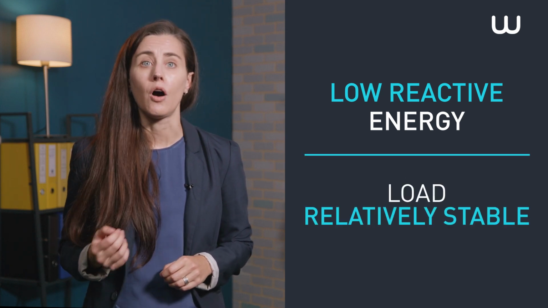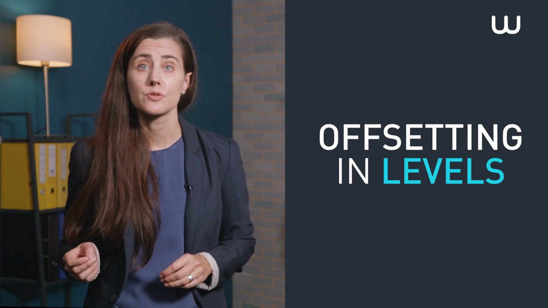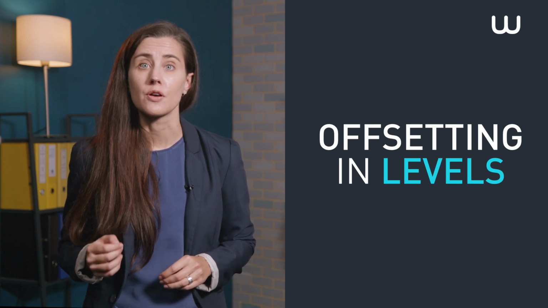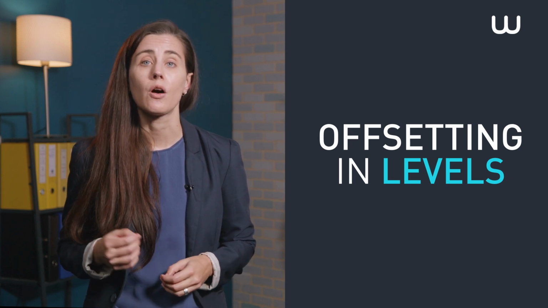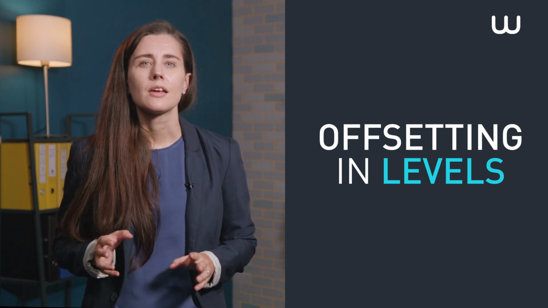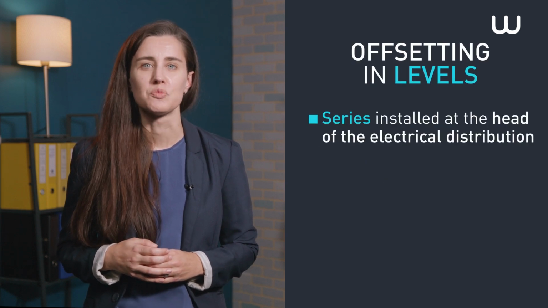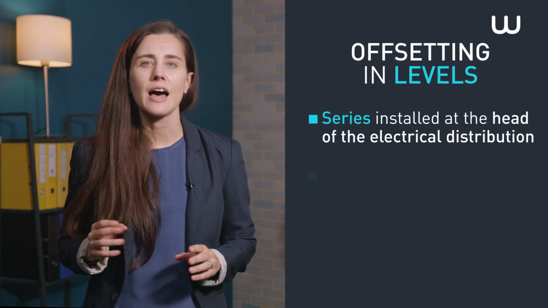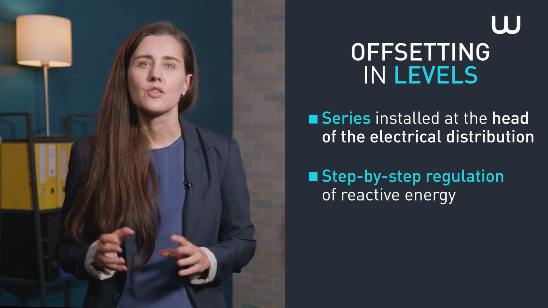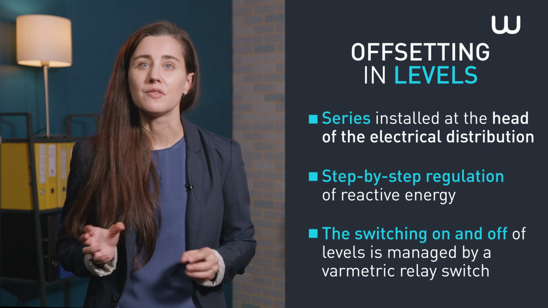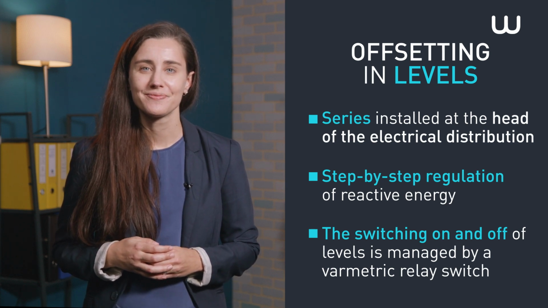In the case of offset levels, the capacitor series is split into levels, with the possibility of starting up more levels or fewer levels, generally automatically. This type of series is installed at the head of an electricity distribution facility. It allows for step-by-step regulation of reactive energy. The switching on and off of levels is managed by a varmetric relay switch.